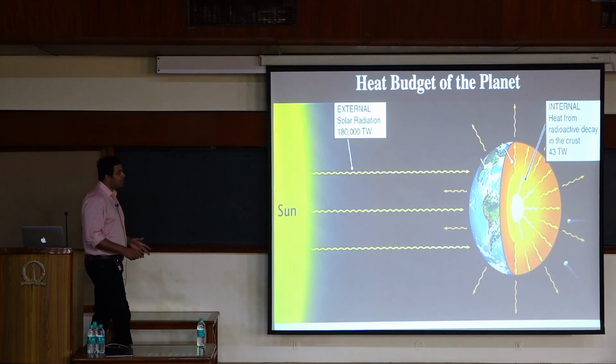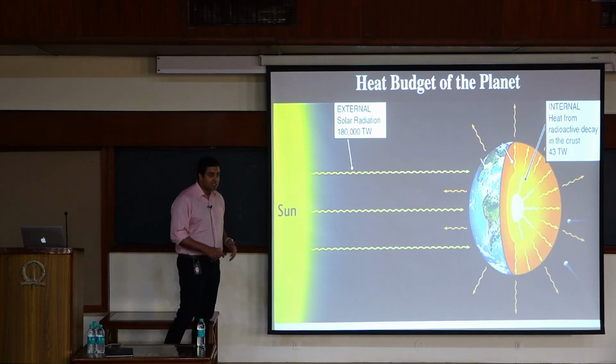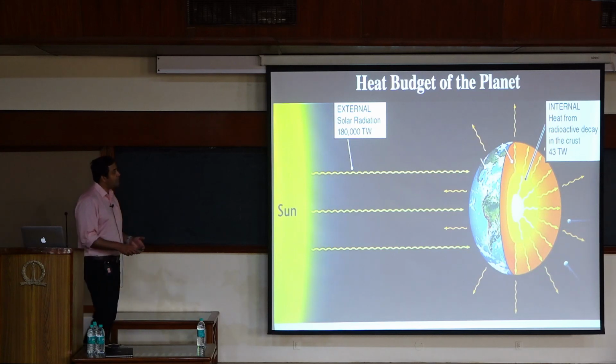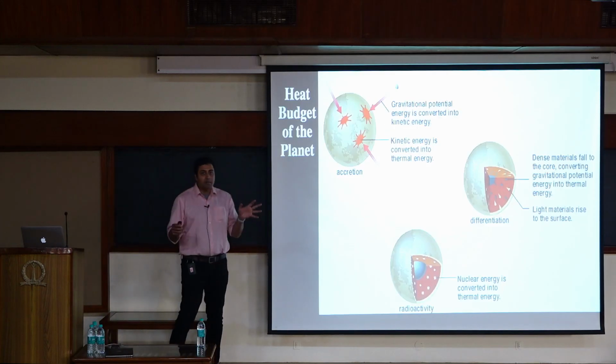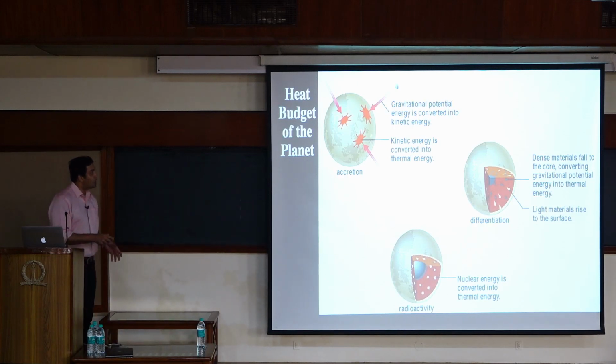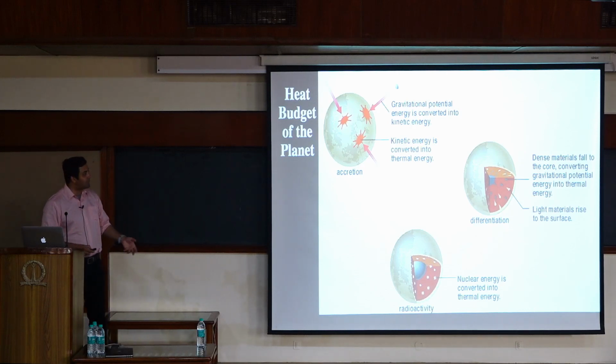Now, if you look at the heat budget of the planet, we receive around 180,000 terawatts from the sun. And there is only 43 terawatts coming from the interior of the planet. But this 43 terawatts is driving this entire hydrothermal circulation. And where is this 43 terawatts coming from? Firstly, there is some of the heat generated in the initial days, what we call the kinetic energy, the heavy bombardment. There were lots of stony bodies hitting us, and kinetic energy getting converted to thermal energy.